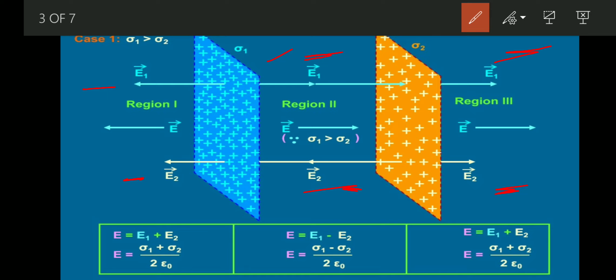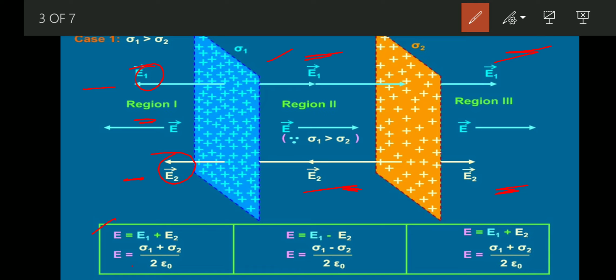Now, let us consider region 1. In region 1, you can see the direction of E1 and E2 is the same. Hence, the electric field intensity will be E1 plus E2 because these are collinear vectors and hence they will be added up, and the relation will be E is equal to E1 plus E2. The electric field intensity due to the first plate will be sigma 1 upon 2 epsilon naught, and the second will be sigma 2 upon 2 epsilon naught, and they will simply be added up.